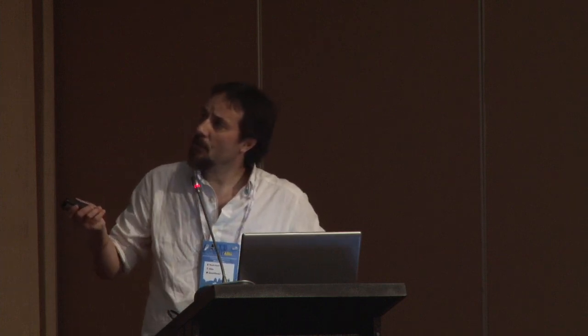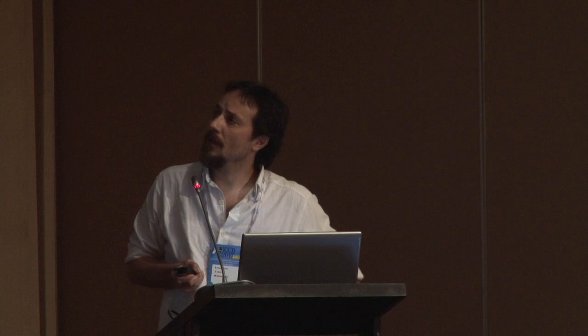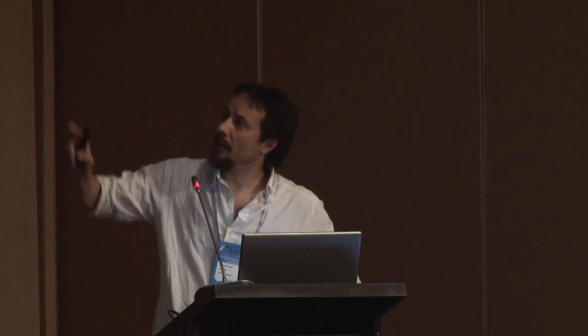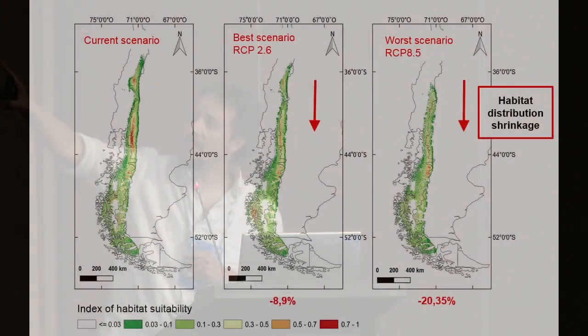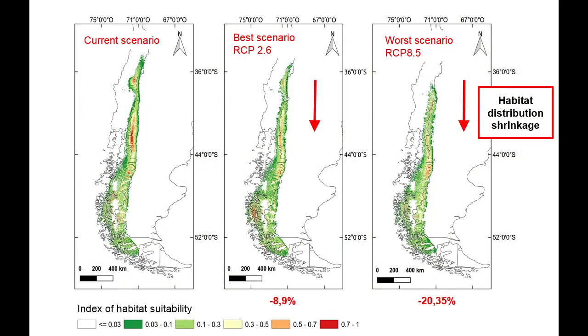Here in the results, you see the current situation on your left, and then the 2 scenarios of climate change. So there is a shrinkage of the habitat suitability. The most suitable is in red, and in green is the less suitable. Toward the south, the concentration of suitable habitat that is going to be lost, if the climate change predictions are right, is going to concentrate in the southern part of the Huemul distribution.